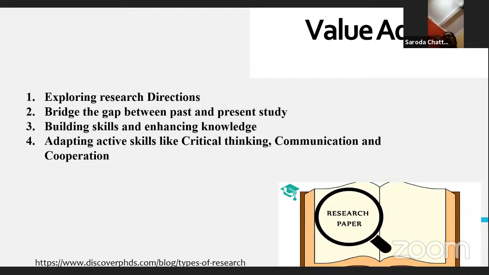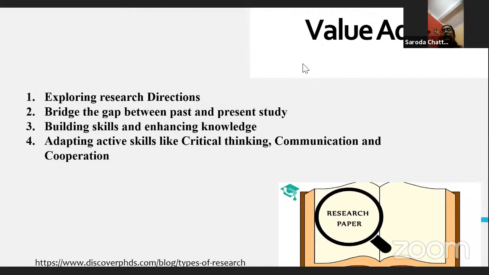Next, it helps to build skills and also helps to enhance knowledge. So a good research paper will not only help to increase your knowledge, but will also add value to your skills, right? And lastly, adopting very active skills like critical thinking. You should learn how to think critically, right?